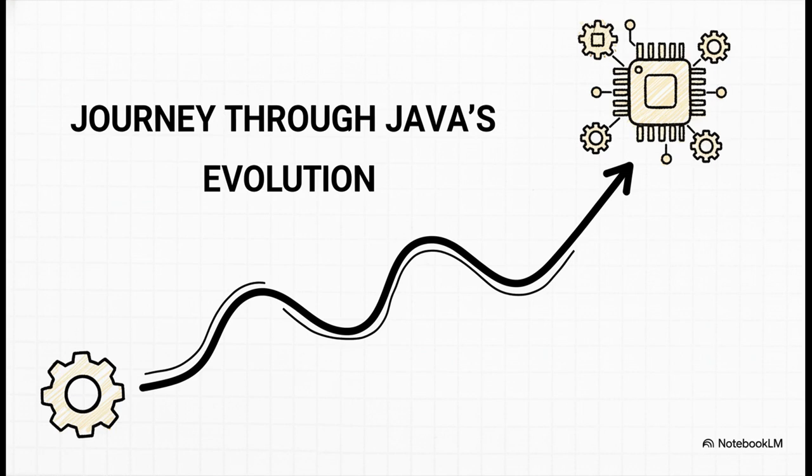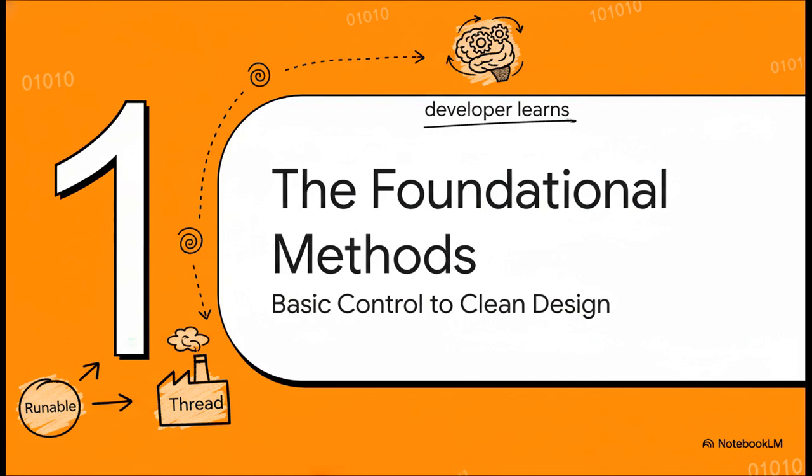It shows the interviewer whether you're stuck back in the early days of Java or if you're up to date with the modern, super efficient ways of doing things. It's a test of your understanding of Java's evolution. So let's start at the very beginning, with the two original methods for creating threads. You can think of these as the absolute building blocks that every Java developer learns first.